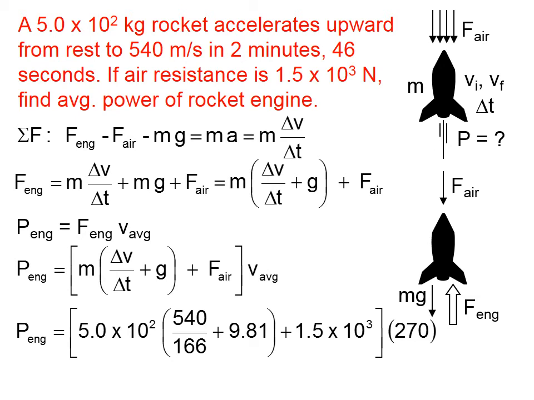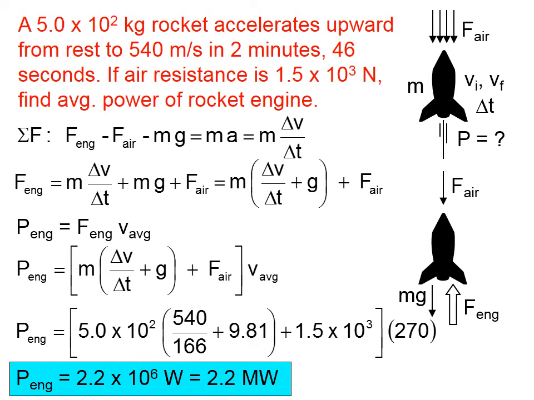Well, the average speed, if you look on the far right side here, is 270 because we started at 0 and we ended at 540. So the average is 270. All of these other variables we know. There's the mass of the rocket. The change in velocity is v final minus v initial, which is 540 minus 0, which is clearly 540. The amount of time in seconds is 166. There's g, we're going to assume we're on Earth, and there's the air resistance. You type all that in, you get 2.2 times 10 to the 6th watts, which is 2.2 megawatts.